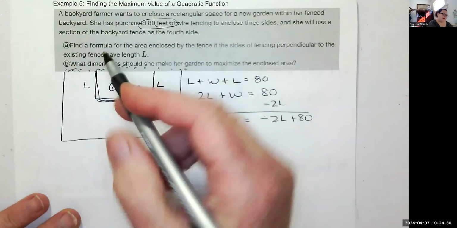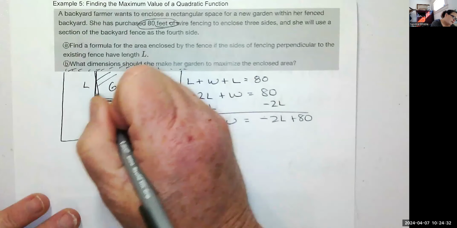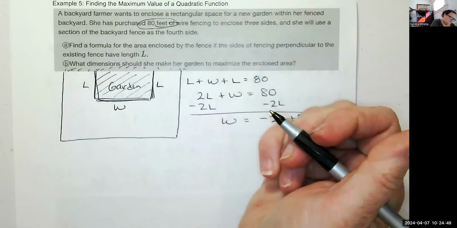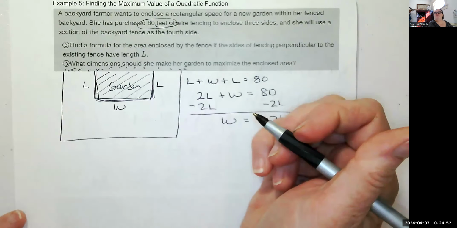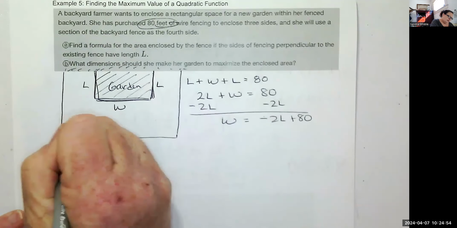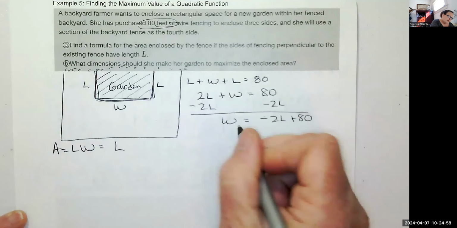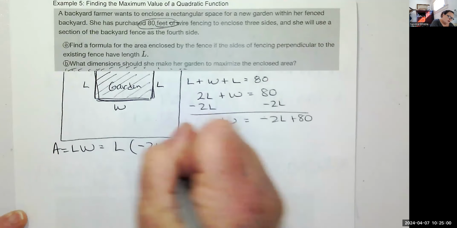Well, the area for a rectangle is just the amount of space that this garden is going to have available. It's not the length around it. We know the length around it's going to be 80 as far as for those 3 sides, but we want to know how much space we're going to get maximized by that 80 feet of fencing. All right, so let's go with length times width. Area is length times width. L is just L, and then width we already know is negative 2L plus 80.